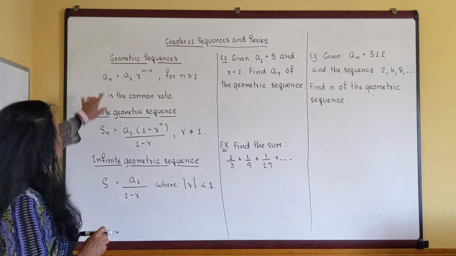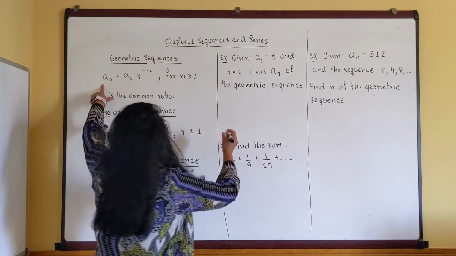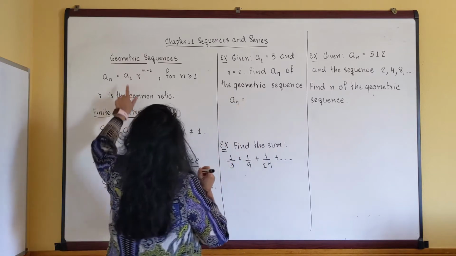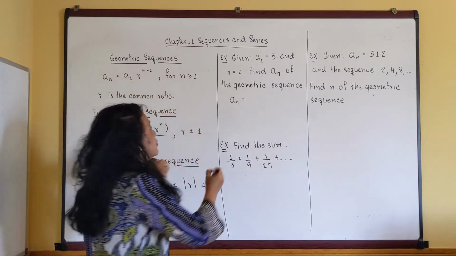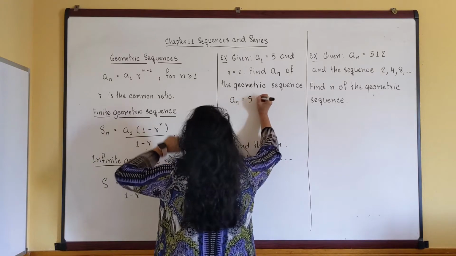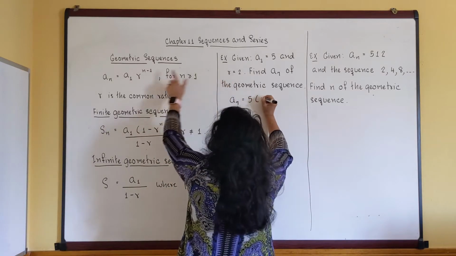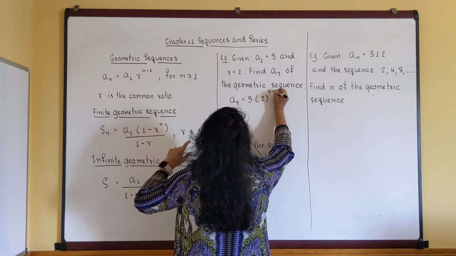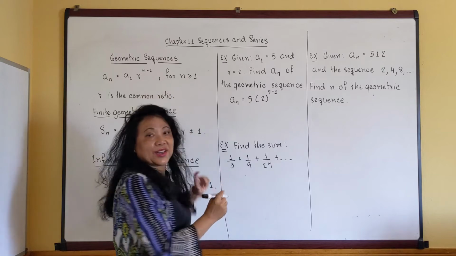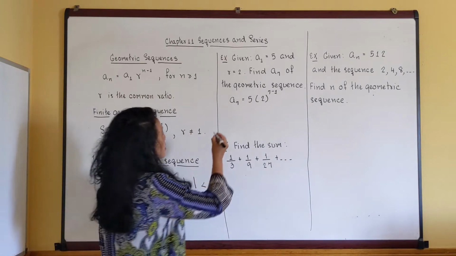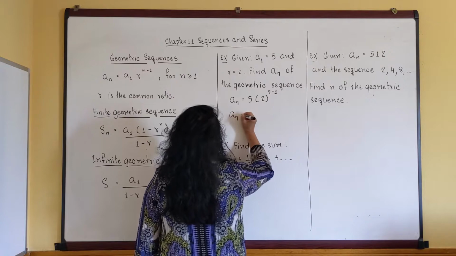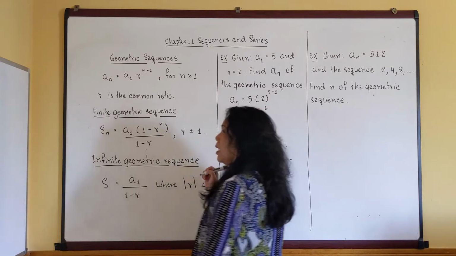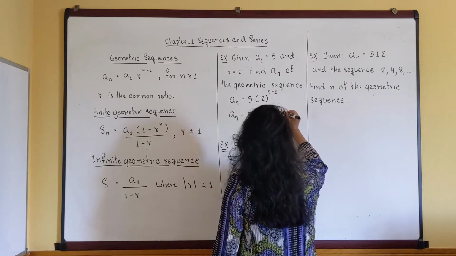So the formula is right here, right? So a sub n, in our case a sub 7, would equal a sub 1. My a sub 1 is 5. R is the common ratio, which is 2, n is 7 minus 1, and n is greater than or equal to 1, when n is 7. So my a sub 7 would be 5 times 2 to the 6, which is 320.